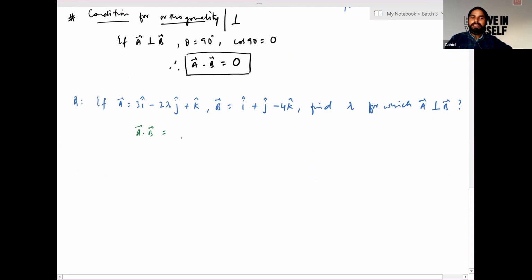As we have formula, dot product of two vectors will be multiply x component of first with x component of second, y component of first with y component of second, and z component of first with z component of second, and put it to 0. Just put the value of each term and simplify it.